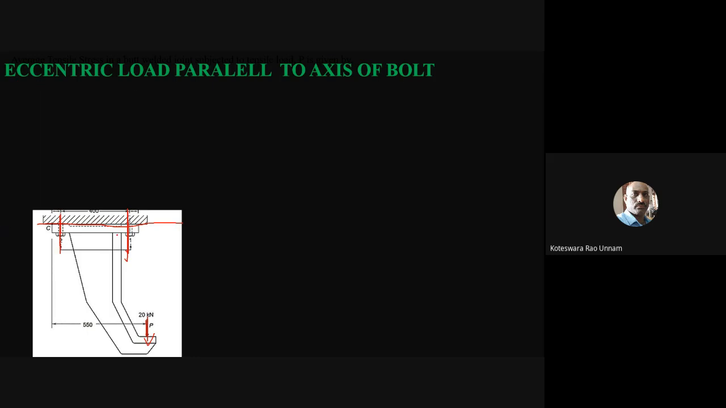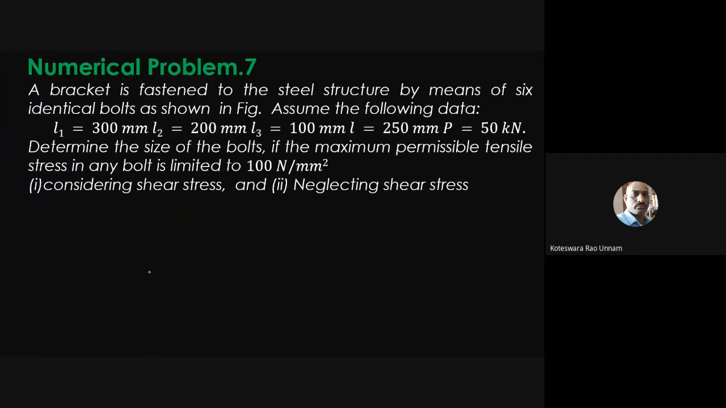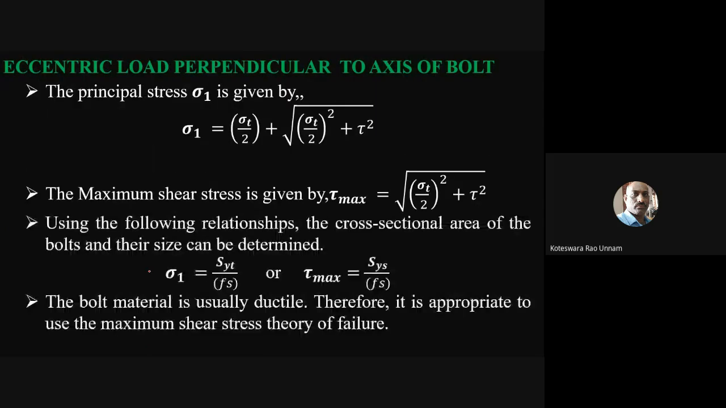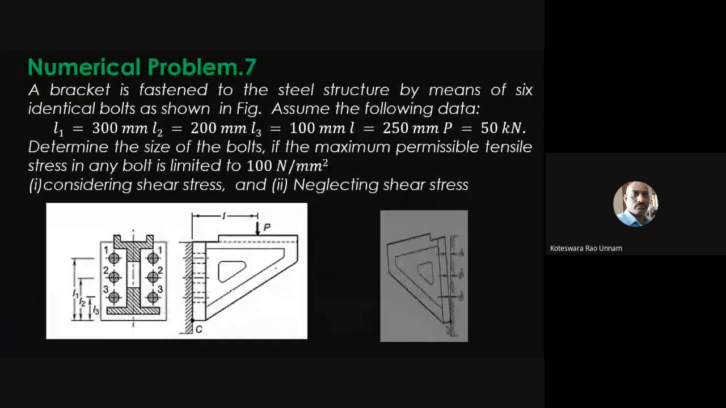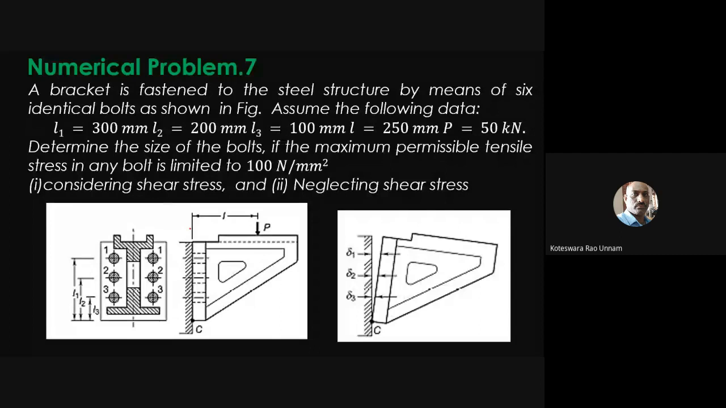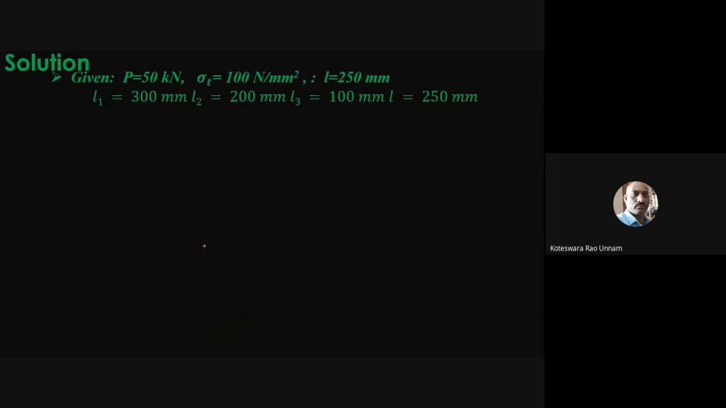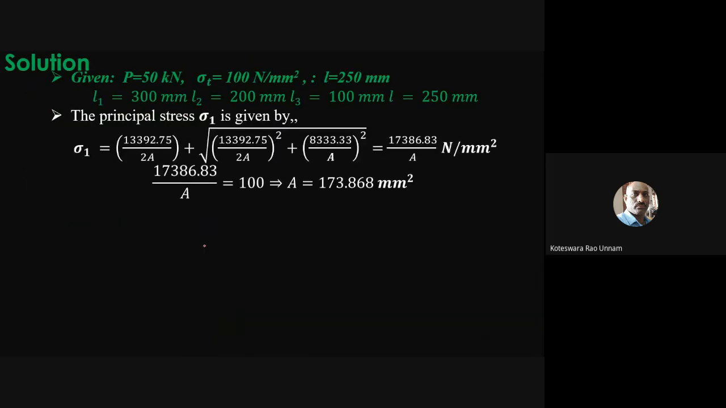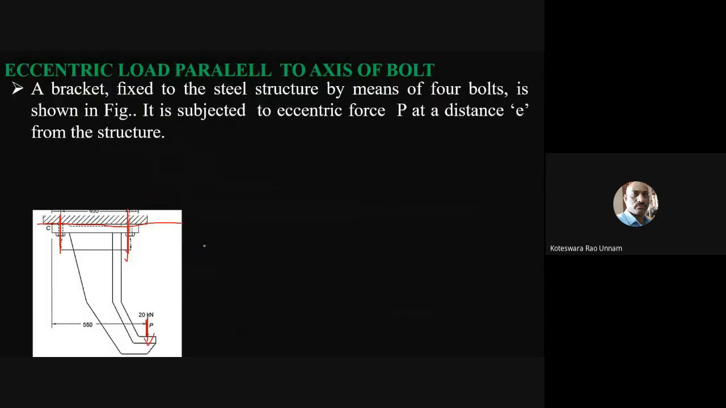So the previous case, I'll go back one step. Here, in this case, you can see that this is the plane of the load, and this is the axis. So the load is perpendicular to the bolt axis. Now it is opposite to that one. We'll see how we are going to analyze this one.